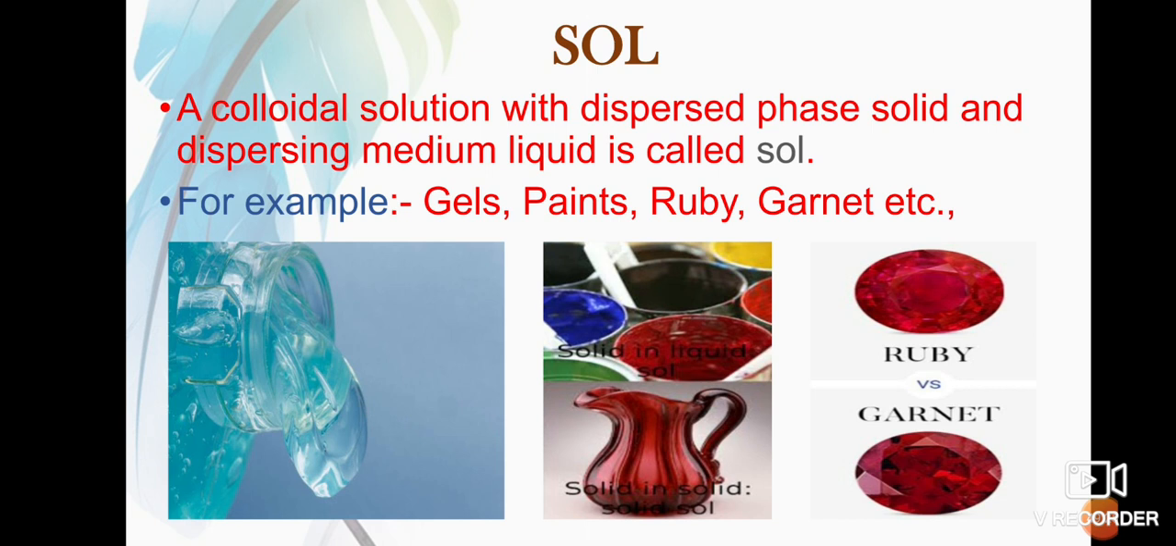See, gel is formed by mixing some powder with water, it forms a gel. Then solid in liquid sol means paint. Then ruby, garnets, these all come under sol, which has a solid phase with a liquid dispersing medium.